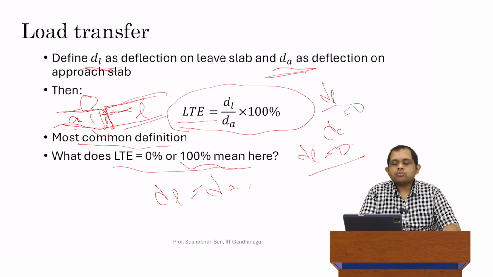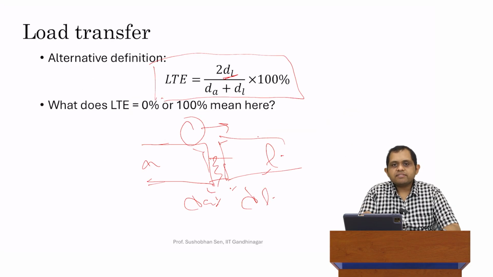So the previous definition was the ratio of the leaf slab to the approach slab. This is the ratio of the leaf slab to the average deflection of the two slabs. So it's two. This is actually to be read as DL over DA plus DL over 2. That's why this 2 is coming in the numerator.